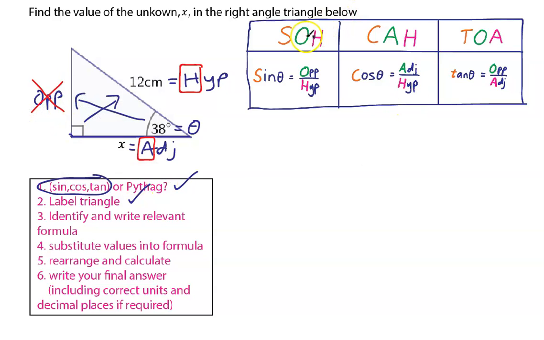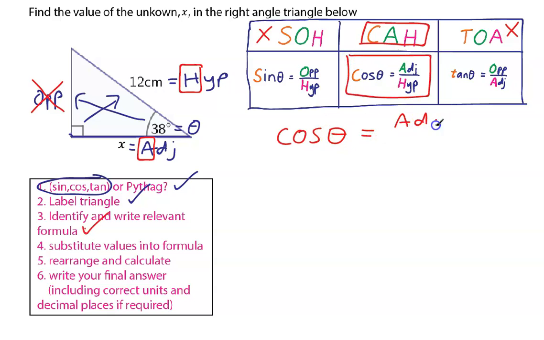So we are looking in the SO, the CAR, and the TOA. We are looking for one of these three words that has an H and an A. And you can see the CAR has an H and an A. The TOA has an A, but it doesn't have an H. And pardon me, the SO has an H but not an A, and the TOA has an A but not an H. Okay, so I am going to write my formula as cosine theta equals adjacent over hypotenuse. Adjacent over the hypotenuse, and substitute in the values into the formula.